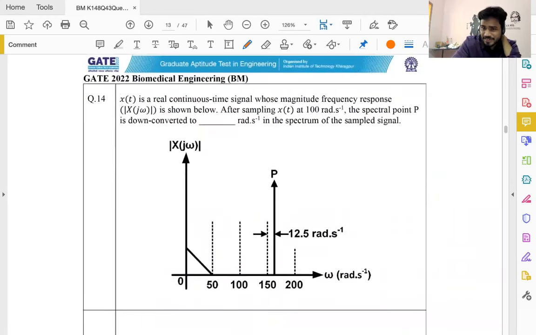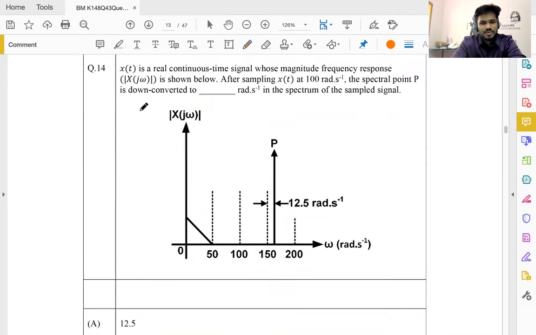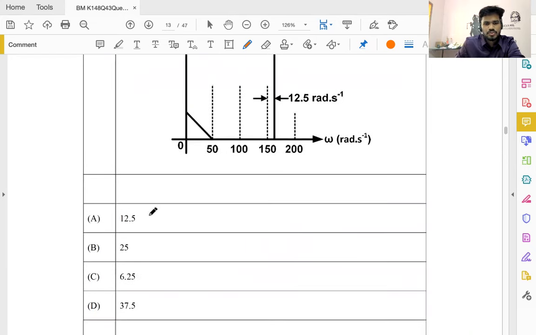None more interesting question. So, okay, now things are starting to get interesting. So x(t) is a real continuous time signal whose magnitude frequency response is X of j omega. Notice this is a magnitude frequency response. What they are saying is, I am setting a trap. If I give you frequency response, you know how to do this. So we are going to give you magnitude frequency response. After sampling x of t at 100 rad per second, spectral point P is down converted to what in the spectrum of the sampled signal? How many of you chose 12.5? I suppose the answer key is 37.5.